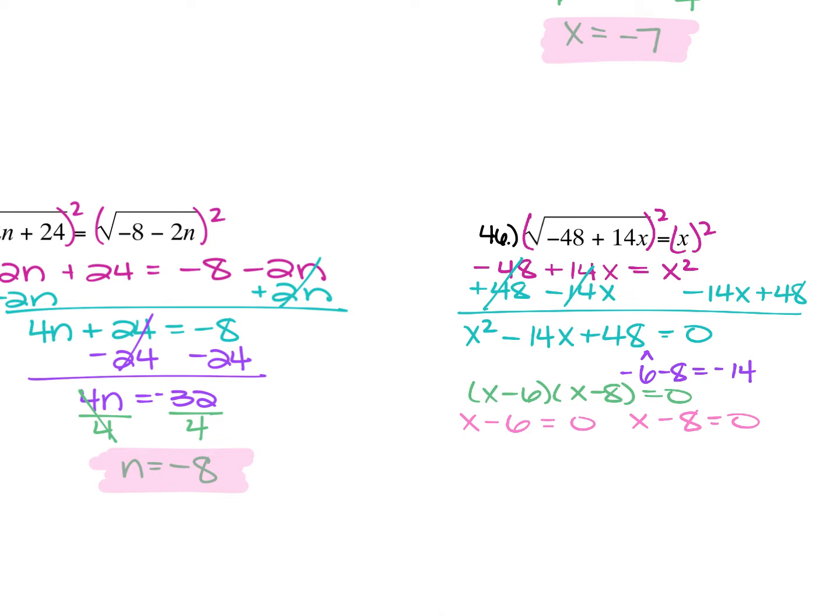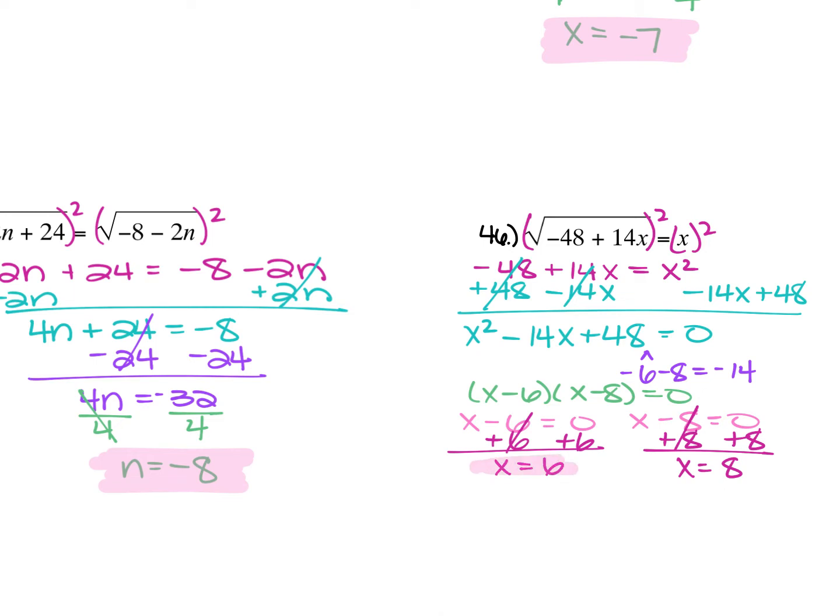If we move the 6 over, we add it to both sides, giving us that x is equal to 6. If we move the 8 over, we add it to both sides, so we get that x is equal to 8. Plug these both in and simplify. The square root of negative 48 plus 14 times 6 gives us the square root of 36, which is 6.